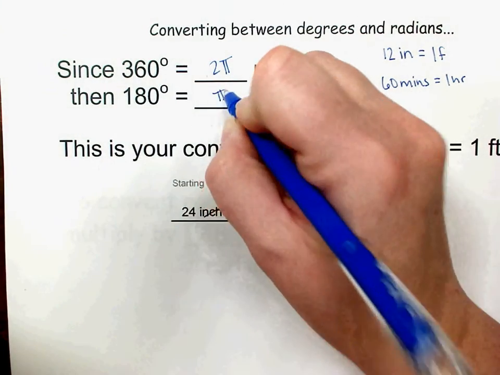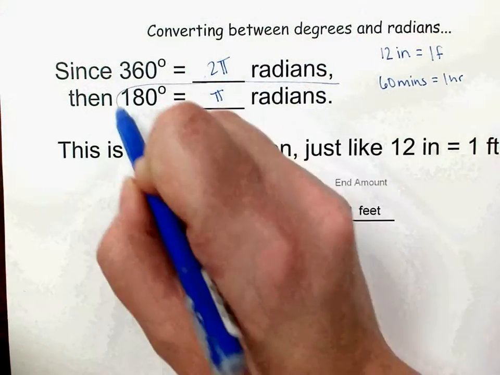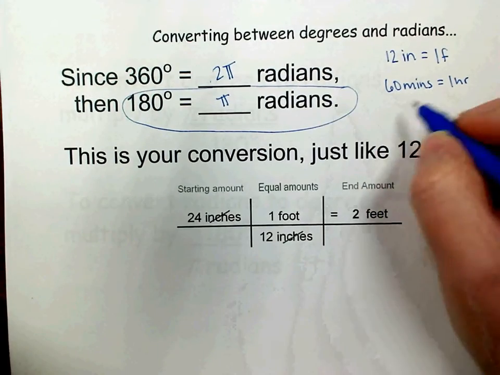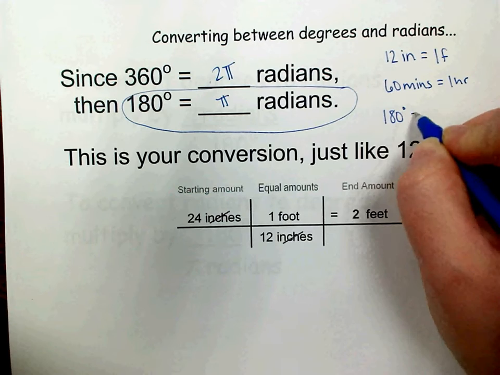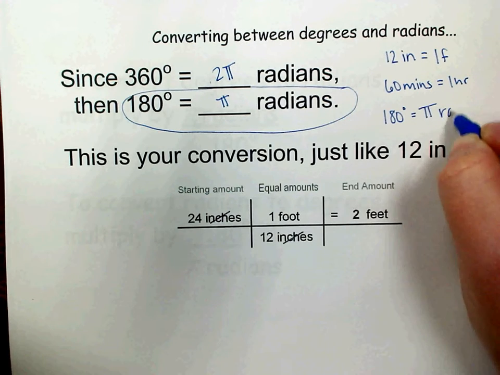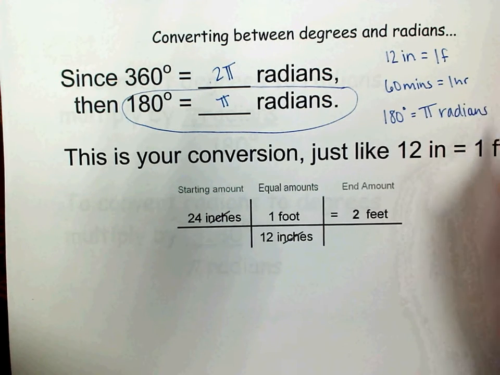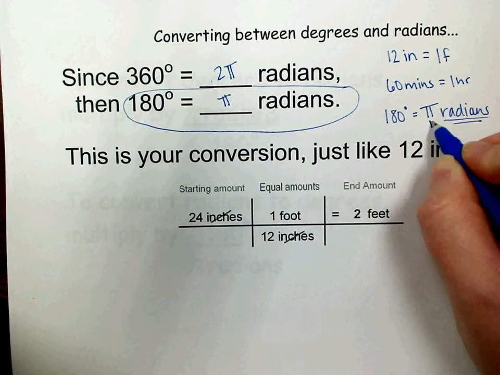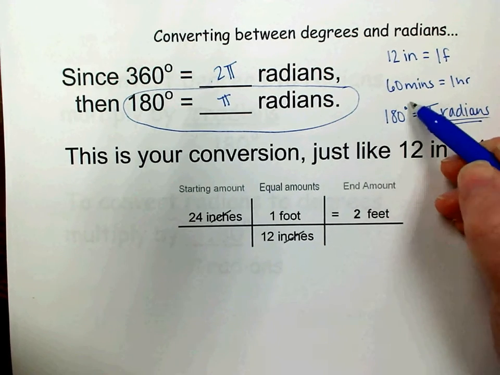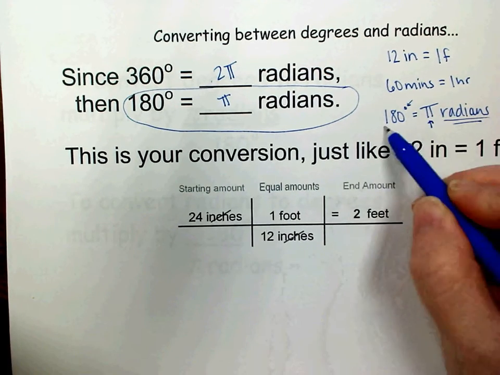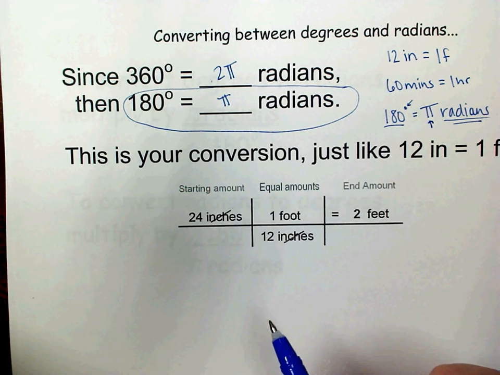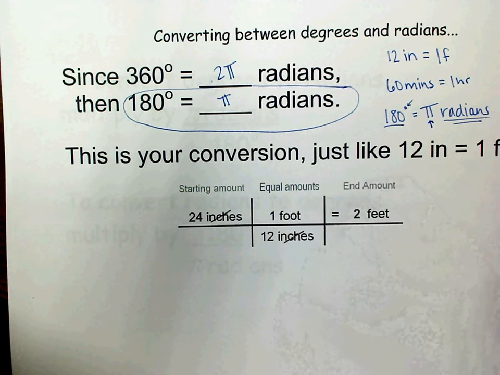This is what we use as our conversion rate. 180 degrees is equal to pi radians. This is just the unit. This is the number. Just like the degree symbol is my unit and 180 is the number. So you're going to use dimensional analysis, just like you're used to doing in science with your conversions.